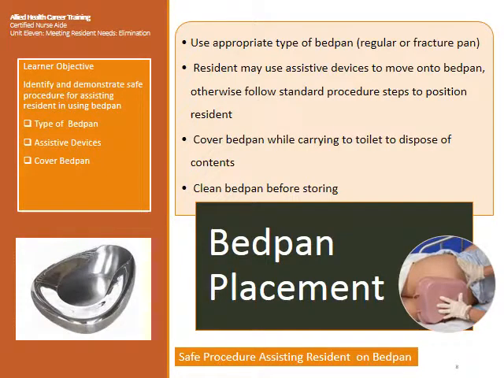Now we're going to talk about different types of bedpan. There's a regular or a fracture pan. And when you come to skills, we'll be able to show you this more clearly. But the residents might need assistance to be able to get onto the bedpan. You also need to make sure that you follow standard precautions when you are placing them on the bedpan. That would mean wearing gloves. Then, when they're done, you're going to cover the bedpan while you carry it to the toilet to dispose of the content. Then you're going to clean the bedpan before storing it in a plastic bag.